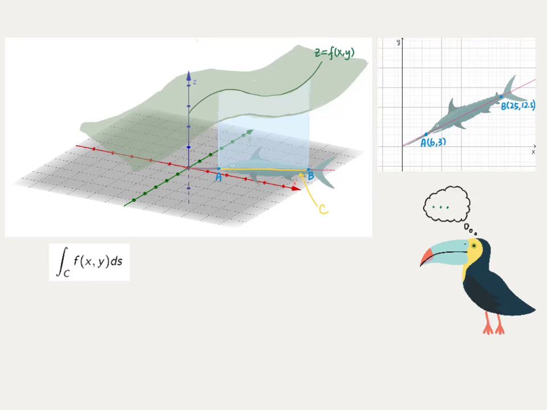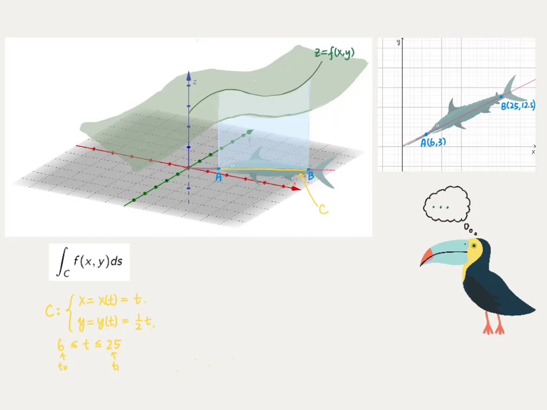In our case, the fish is lying straight on the chopping board with its head located at point A and tail at point B, with coordinates 6, 3, and 25, 12.5 respectively. This is a possible parametric equation for path C. Indeed, if t proceeds from 6 to 25, we can generate all the points from point A along path C to point B.